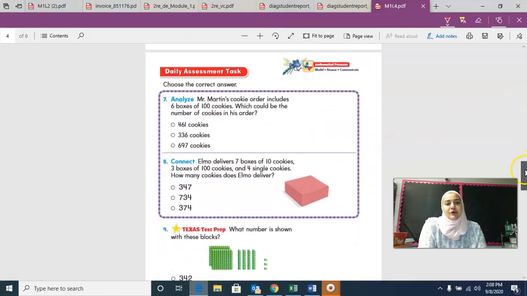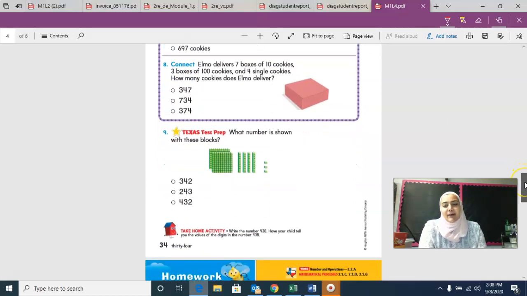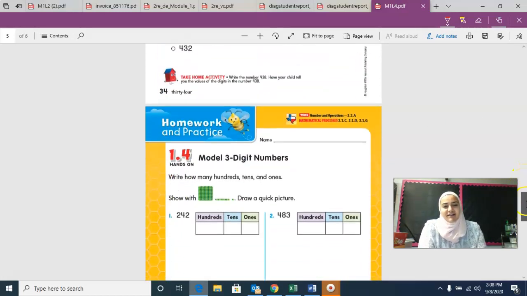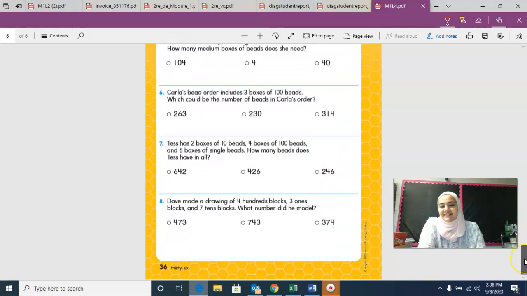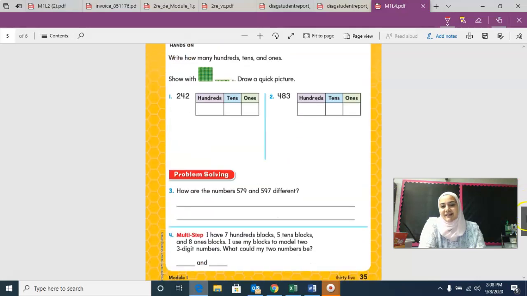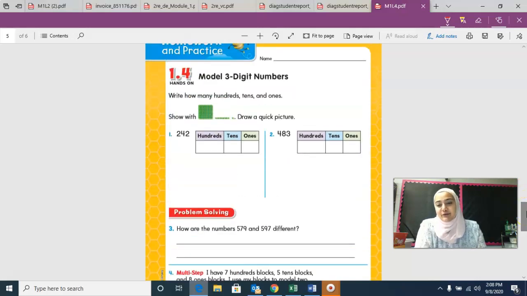Okay, you are going to do number 7, 8, 9 by yourself, and then you're going to do the yellow page 35 and 36 by yourself as well. You're going to take a picture of those and submit it onto the Google Classroom or send it to my email. Again, if you guys have any questions, please let me know.